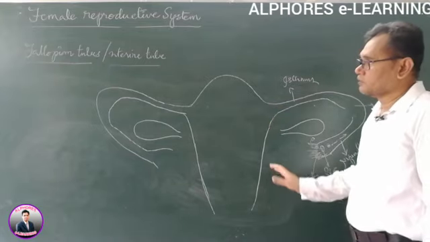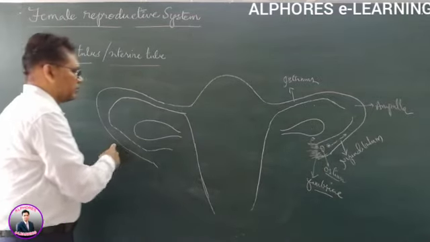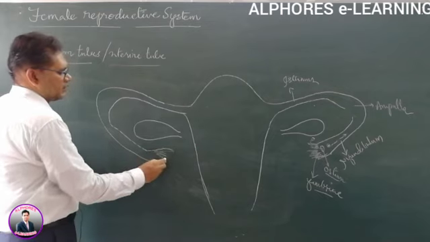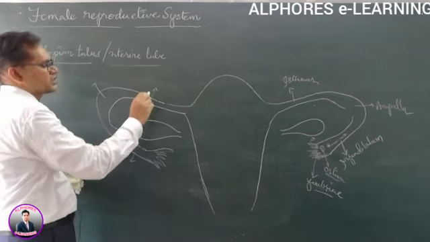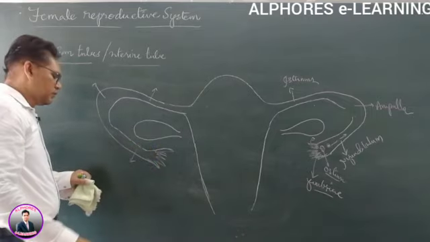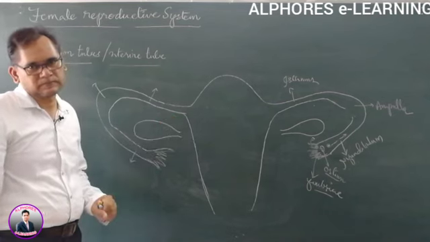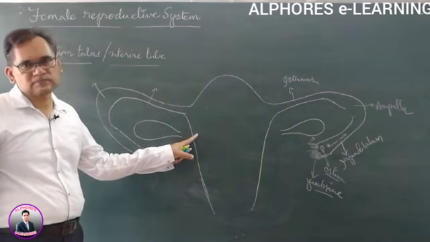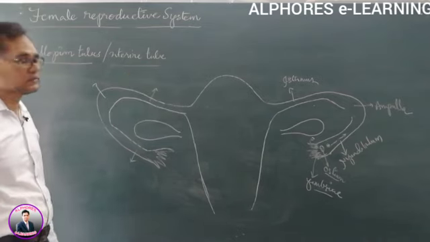Now, this is the fallopian tube or uterine tube. On this side, the left and right fallopian tubes. Here this is also the fimbriae, this is the infundibulum, this is the ampulla, this is the isthmus. Hence we are saying a pair of fallopian tubes present attached to the uterus. They are also called uterine tubes.